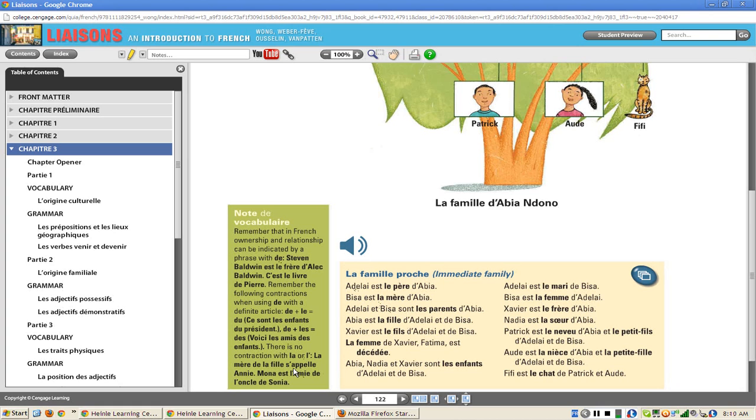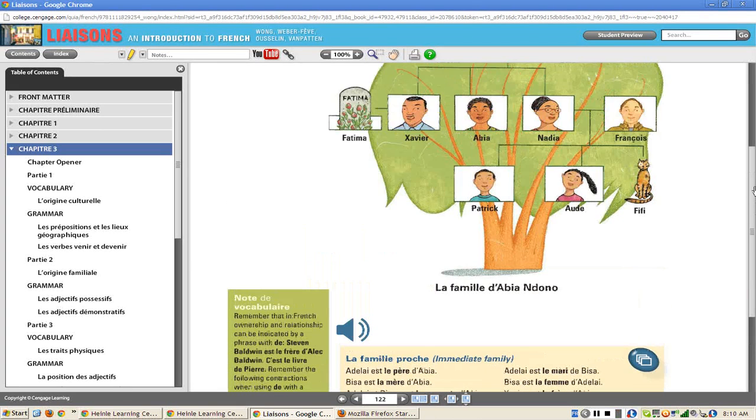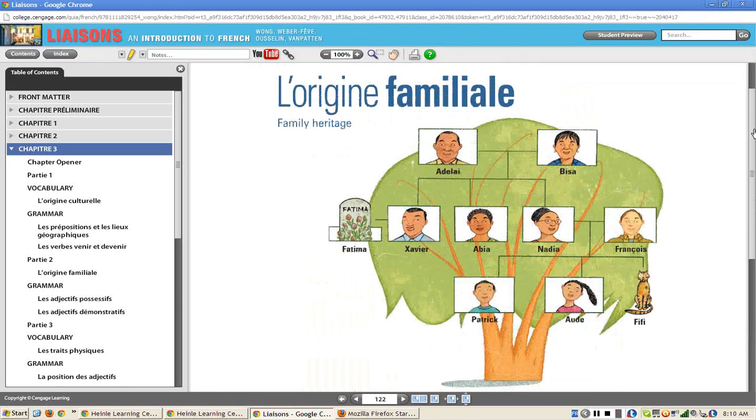And also, DES is what you get when you put de plus les. Voilà les amis des enfants. And there are the friends of the children, des enfants. Now let's focus on vocabulary first. Voilà, Adelaide et Bisa, tout en haut de l'arbre généalogique, ce sont les grands-parents. They are the grandparents, les grands-parents.